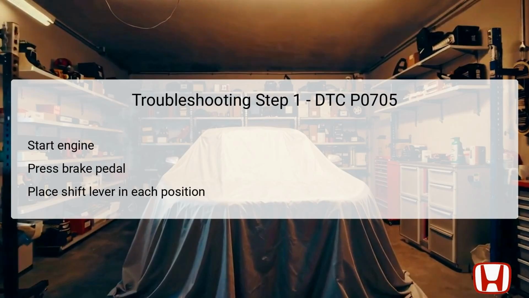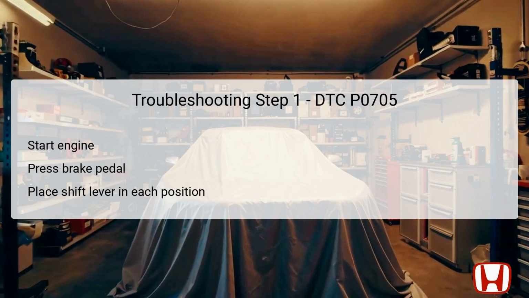The first step in troubleshooting the P0705 DTC begins with starting the engine. This enables the TCM to actively receive input from the transmission range switch. It is also essential to press the brake pedal while performing this diagnosis, as this action ensures that the vehicle is in a safe condition for testing the transmission settings.